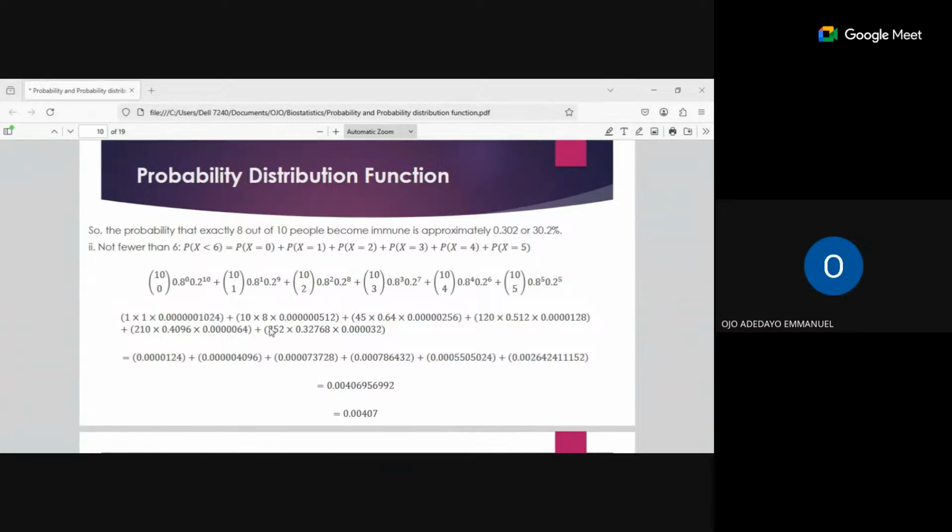So at the end of the day, we have the probability to be equal to 0.00407. That is for question 2. Let's move to question 3.